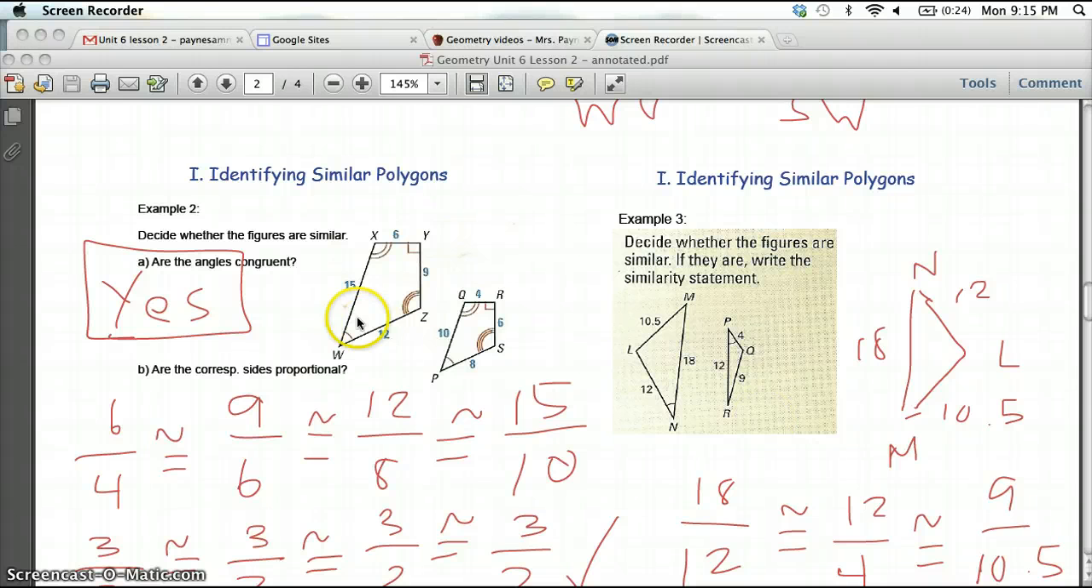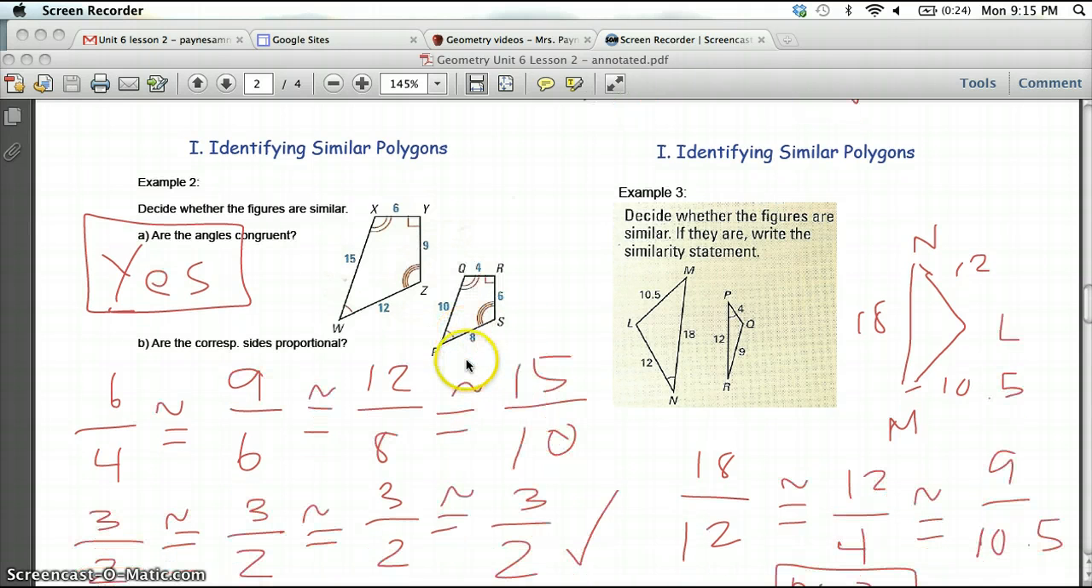Now, let's actually do the math. It says, decide whether the figures are similar. Now remember, the sides and the angles have to be congruent. So let's see about their angles. Angle Y is congruent to angle R, Z is congruent to S, W is congruent to P, and X is congruent to Q. So their angles are all the same, but now let's see if all of their sides are in proportion.